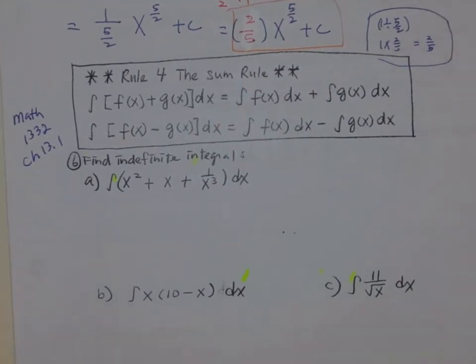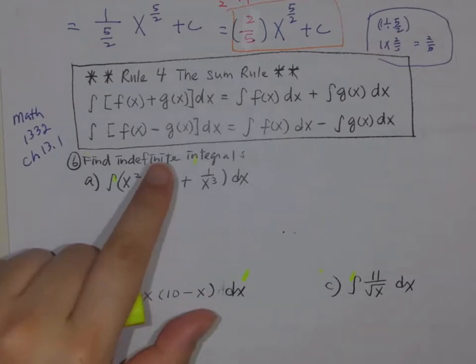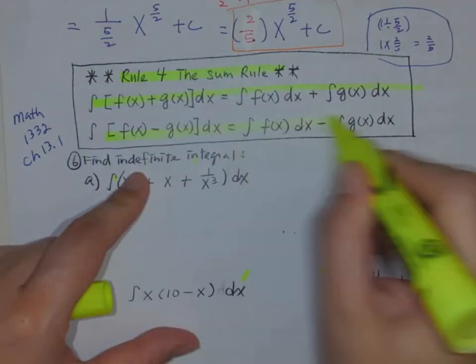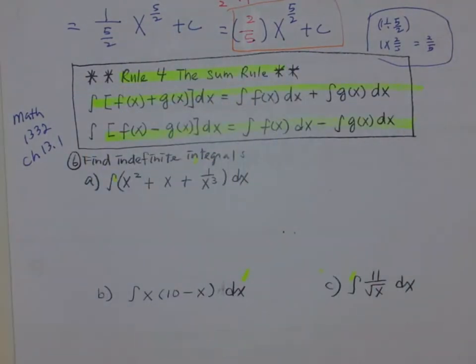For rule number 4, if it's an addition or subtraction, you just do each term individually. That's the sum rule. Remember, we are doing the opposite steps of the derivative. So let's look at this.